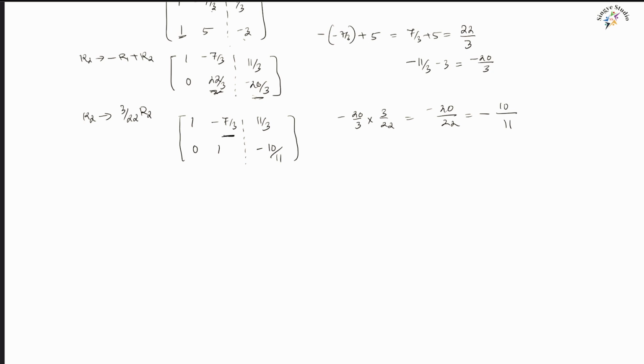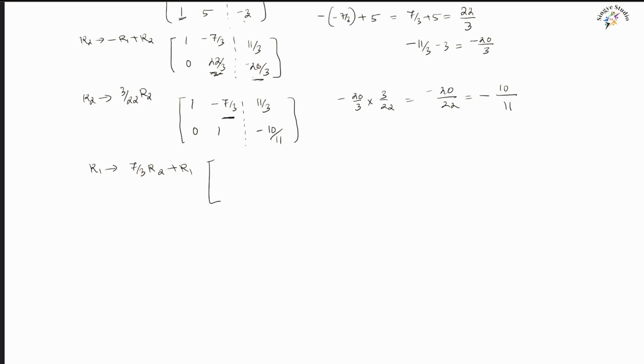So in order to change this to 0, what I can do is operate on row 1 by taking 7 by 3 of row 2 and adding it to row 1. By doing this, row 2 stays as it is: 0 plus 1 is 1. And here 7 by 3 times 1 is 7 by 3, minus 7 by 3 is 0. And here I have to change this one. So I will get negative 10 divided by 11 plus 7 by 3 times... 11 by 3, right?